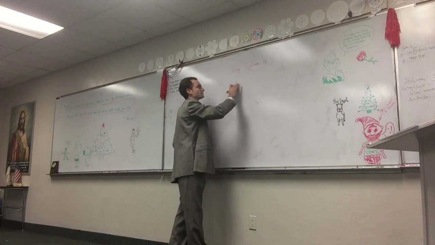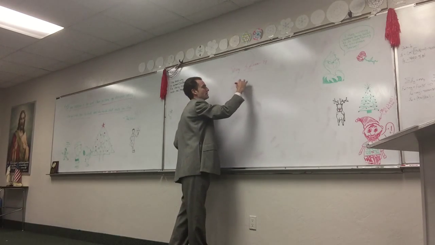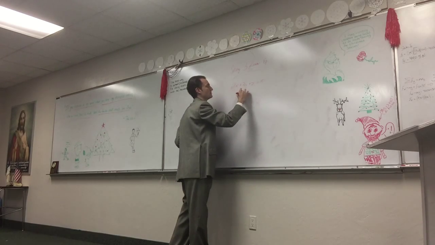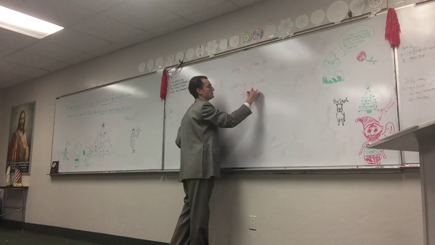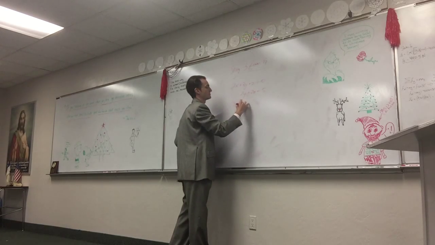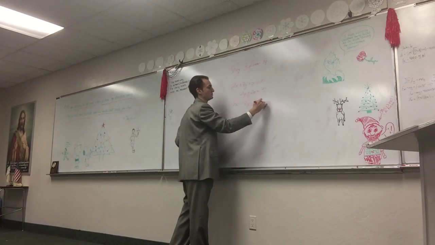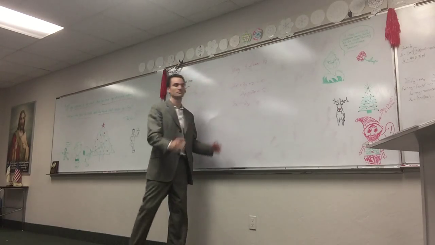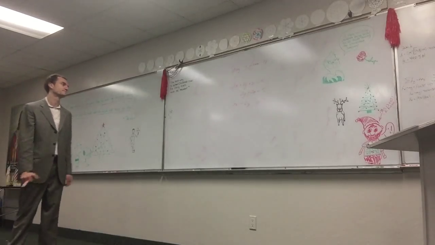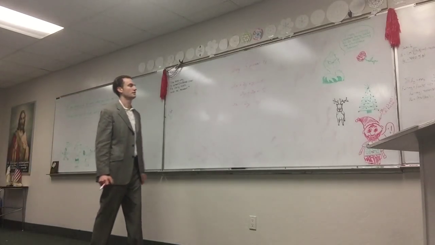Say I have 2x plus 3y plus z equals 10, 2y plus 2z equals 5, and 3x minus 2y equals 7. Let's just say that's what we have. Okay.